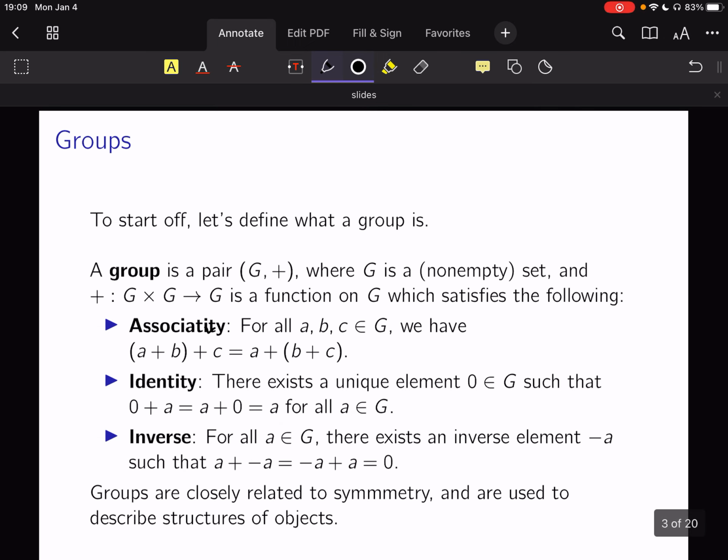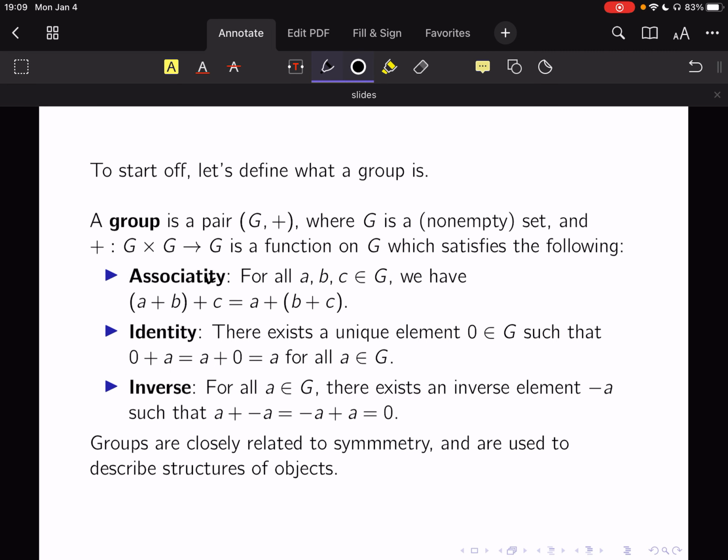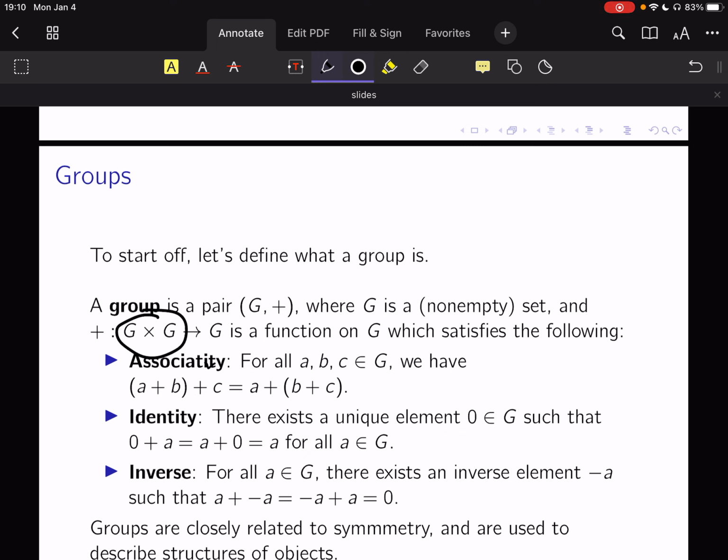To start everything off, we do need to define groups. A group is a pair (G, +), where G is a non-empty set, and + is a function from G times G to G. This G times G is referring to the Cartesian product of two sets. The Cartesian product of G and G simply means that we have some element X in G and another element Y in G, and this maps to some element Z in G.